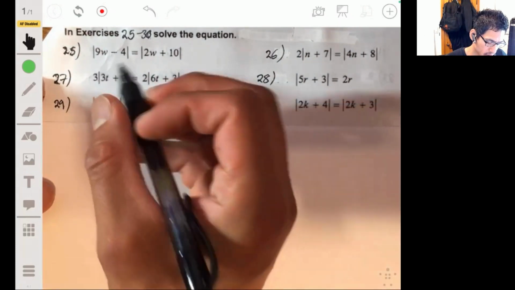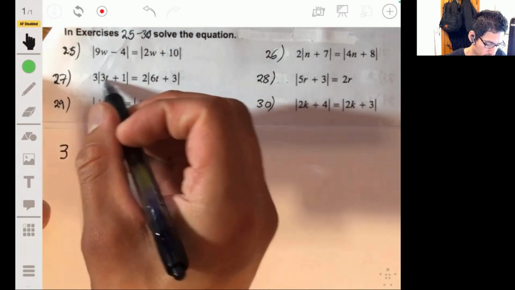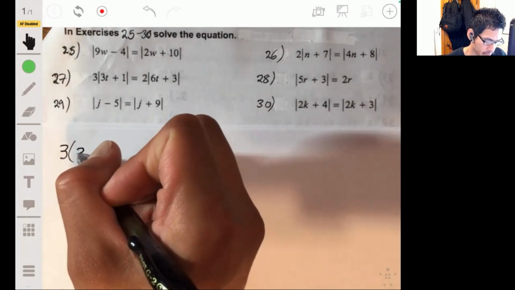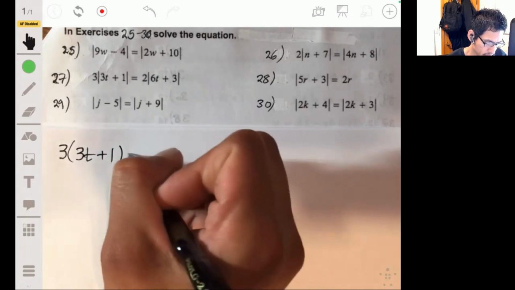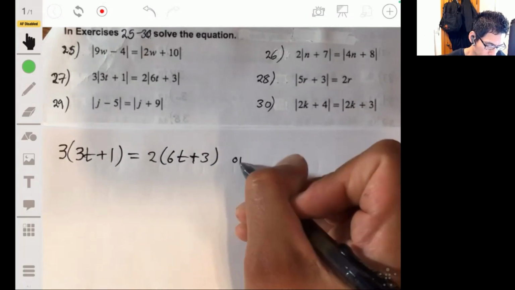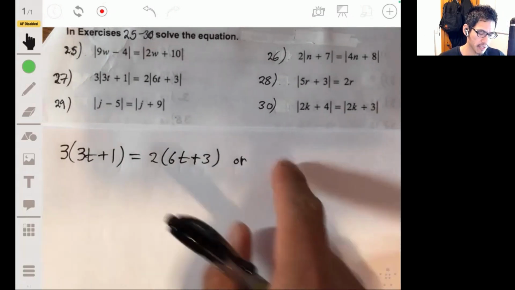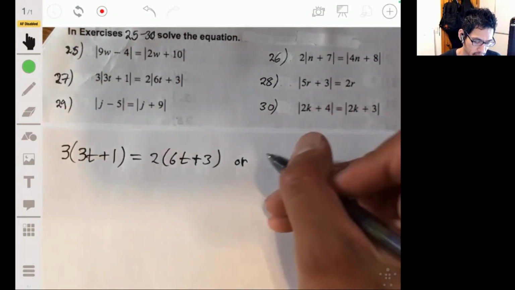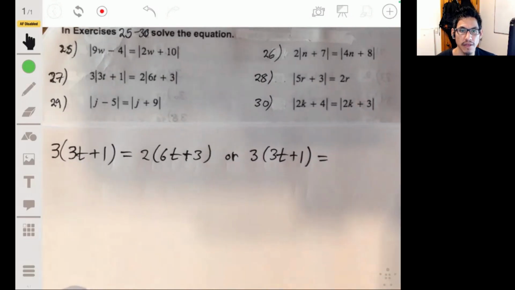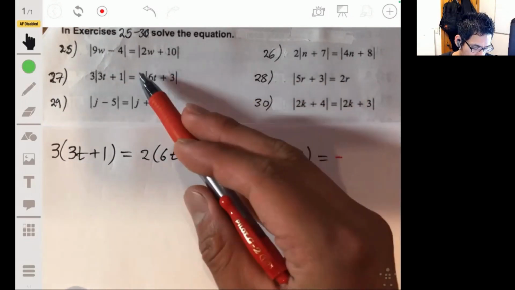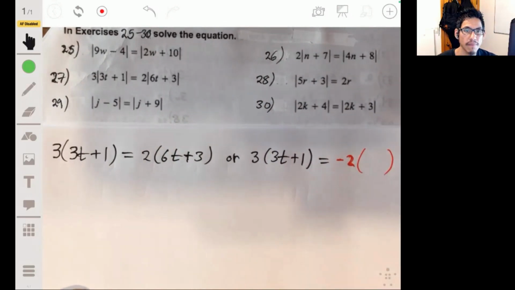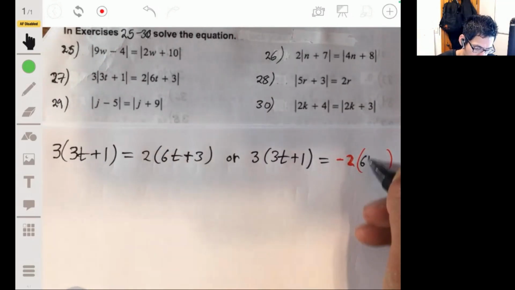27. And now let's go a little faster. Replace absolute value signs with the parentheses. 3 times the quantity of 3t plus 1 equals 2 times the quantity of 6t plus 3. Or, for the second equation, keep one side the same. That's 3 times 3t plus 1 equals the other side, multiply by negative 1. Let's make that positive 2, negative 2 times 6t plus 3.